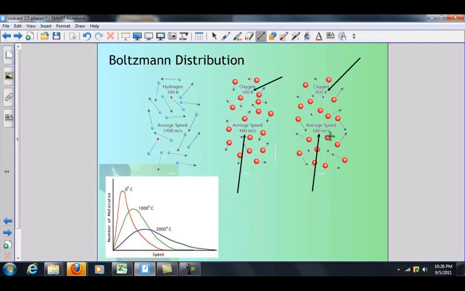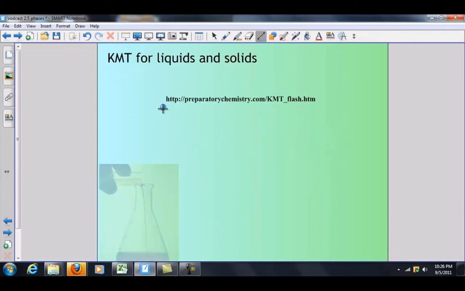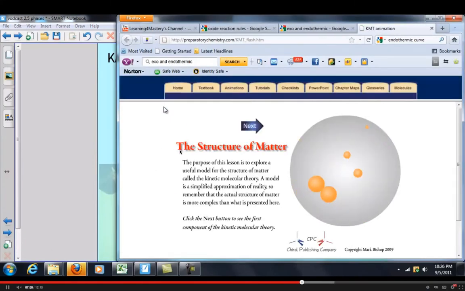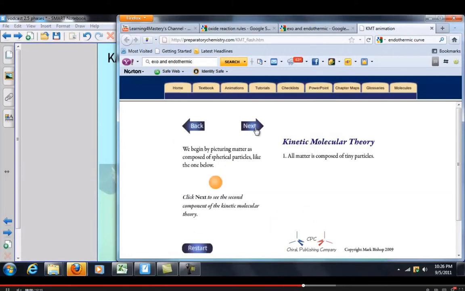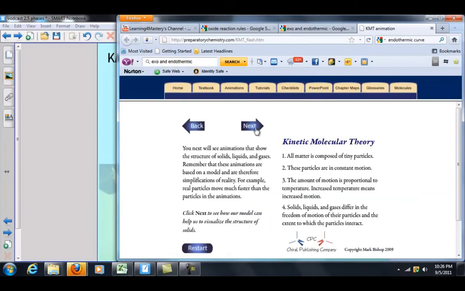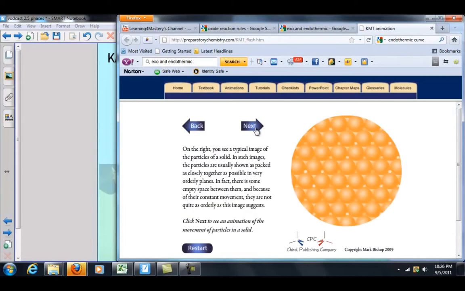So putting all of this information together, we're going to take a look at a little video. You might want to just jot this down in the future. It's a good website, preparatorychemistry.com, and we're just going to show you how these little particles move along in a solid, liquid, or gas format. So let's just take a look here. Okay, so this first one, let's just get this all in order. Okay, you might want to pause this again, take some notes if you'd like.